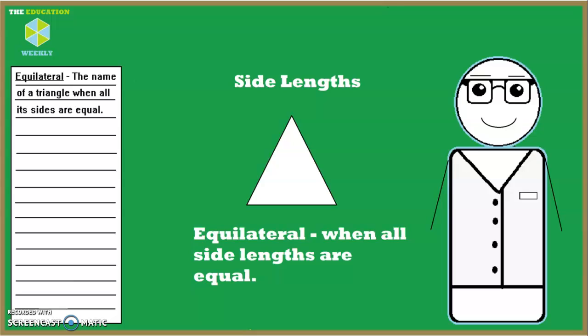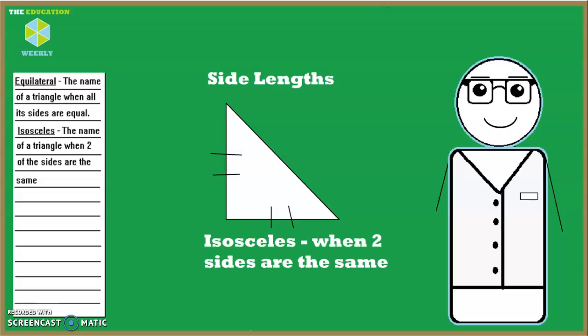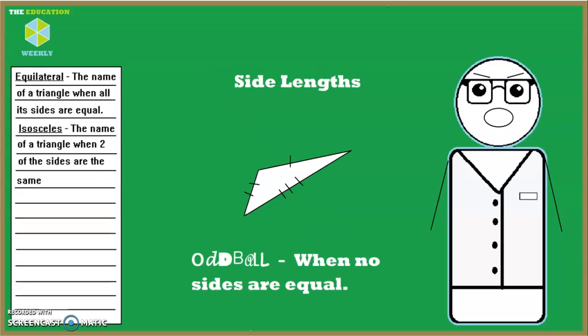First, we can sort with side lengths, and our triangle is an equilateral triangle. When all of the side lengths are equal, then that makes an equilateral triangle. Next, we have an isosceles triangle. When 2 sides are the same, denoted by the 2 lines, it's called an isosceles triangle. Lastly, we have an oddball triangle, when no sides are equal.